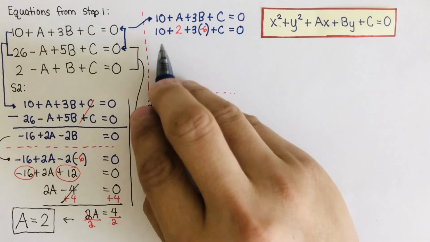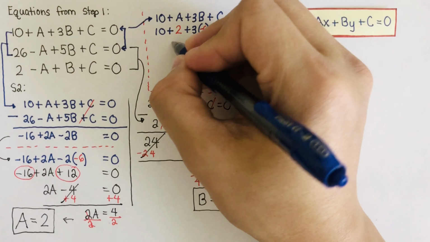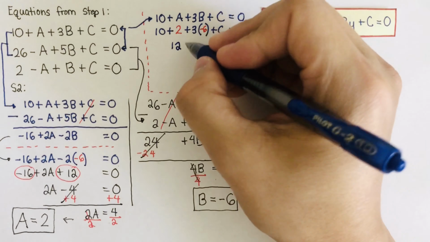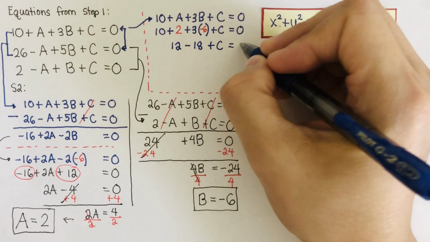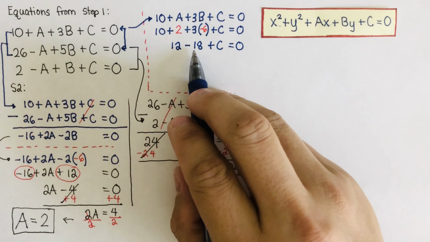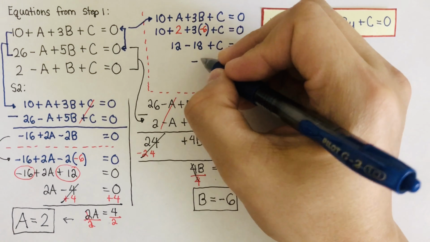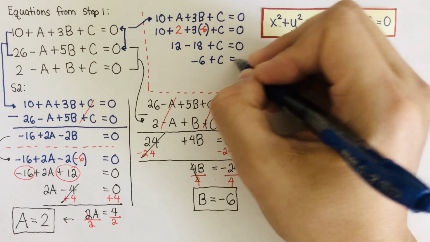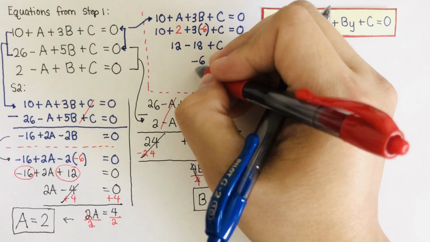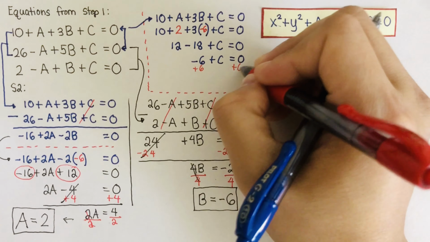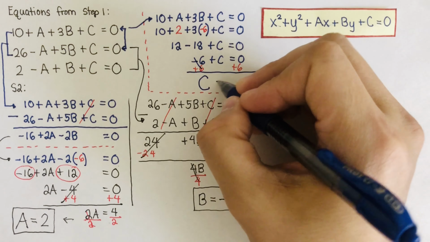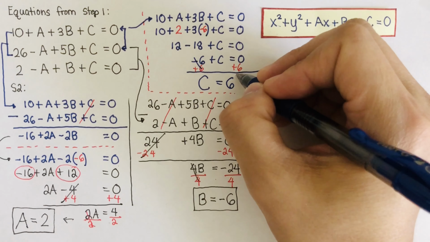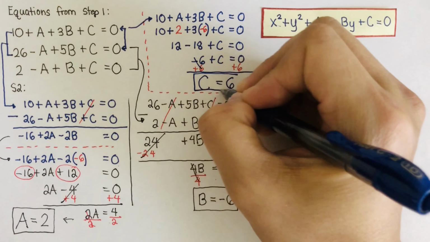So let's do the arithmetic here. So that would be 10 plus 2 is 12. And then this is negative 18 plus c equals 0. So 12 minus 18 is a negative 6 plus c equals 0. So we add 6 to both sides, plus 6 here, so that we are left with c is equal to positive 6. So this is our c right here.